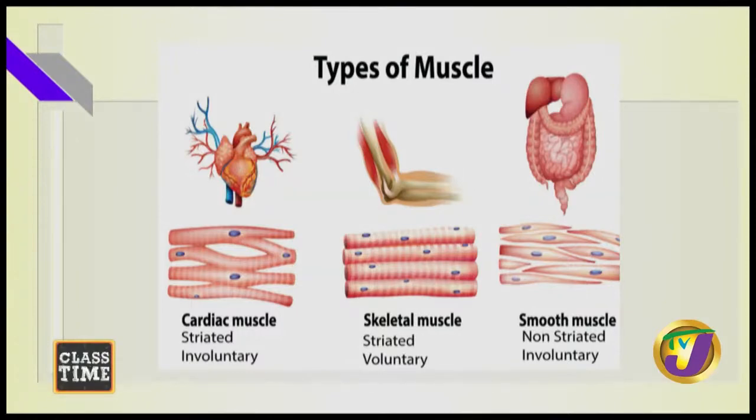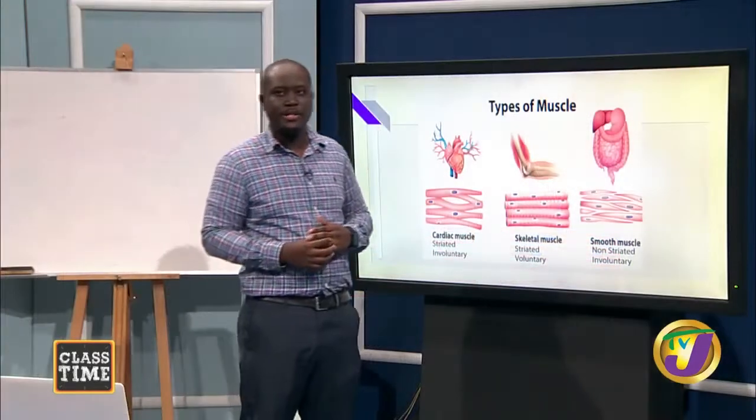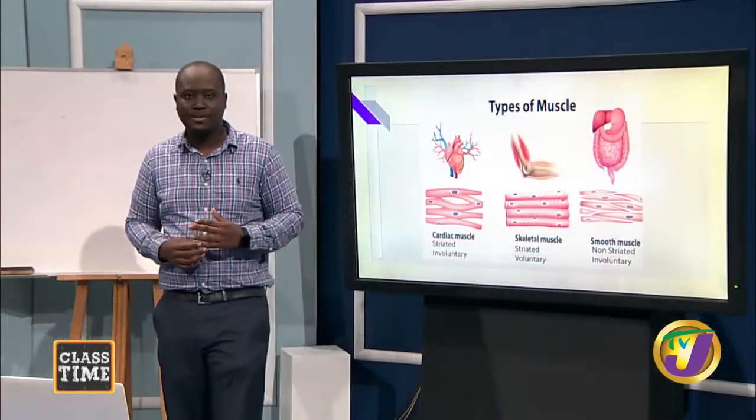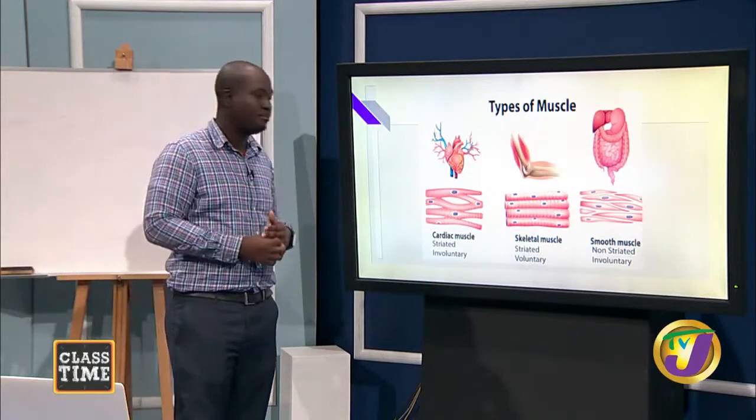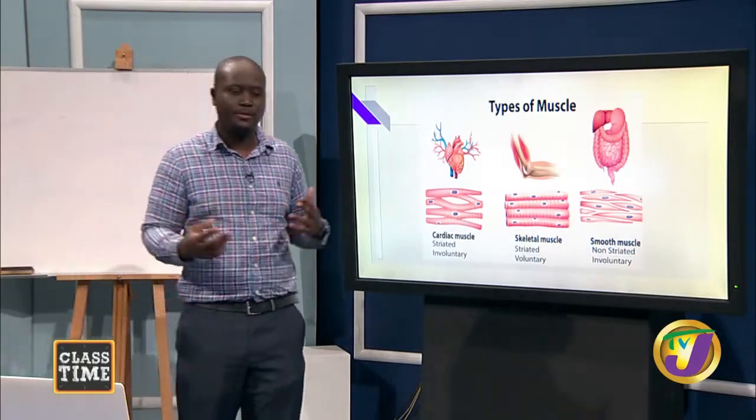Now these muscles are connected to your bones via tendons. Earlier, when we were looking at joints, we mentioned ligaments. So ligaments connect bone to bone. Tendons connect muscles to bone. You need to know the difference between those two.